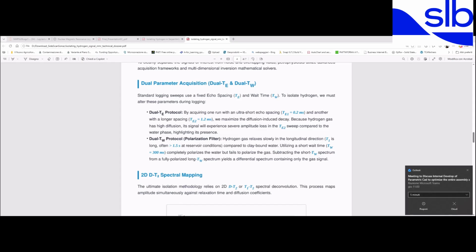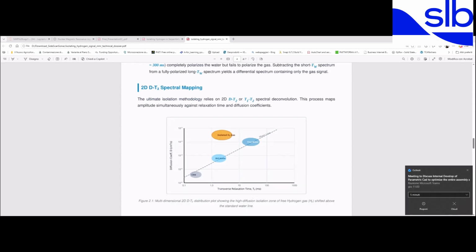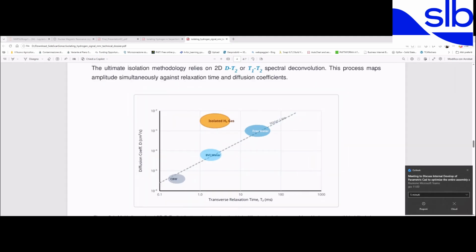2D time spectral mapping. The ultimate isolation methodology relies on 2D D-T2 and T1/T2 ratio spectral deconvolution. The process maps amplitude simultaneously against relaxation time and diffusion coefficient. So in this plot you have T2 times expressed in milliseconds. You have diffusion. You make a link, a comparison, between T2 time and diffusion coefficient.